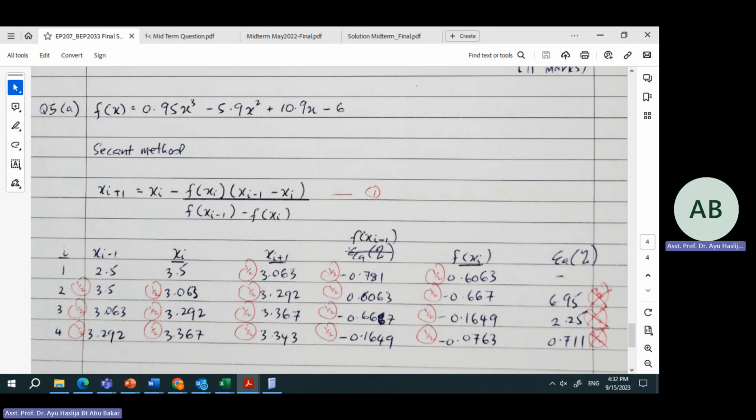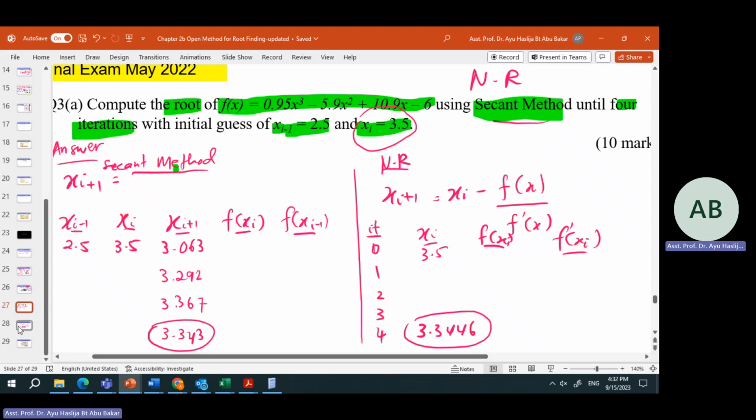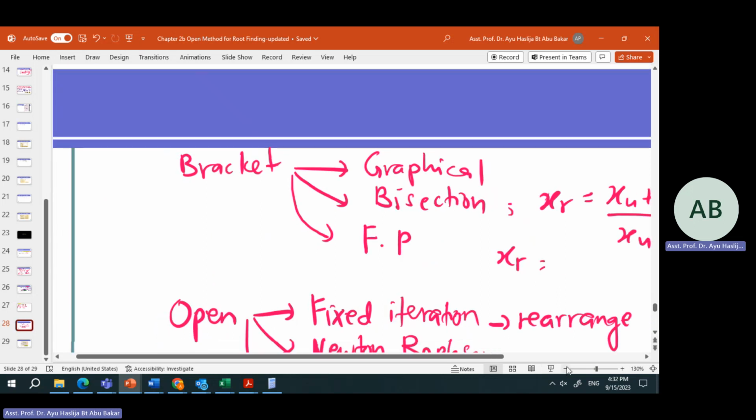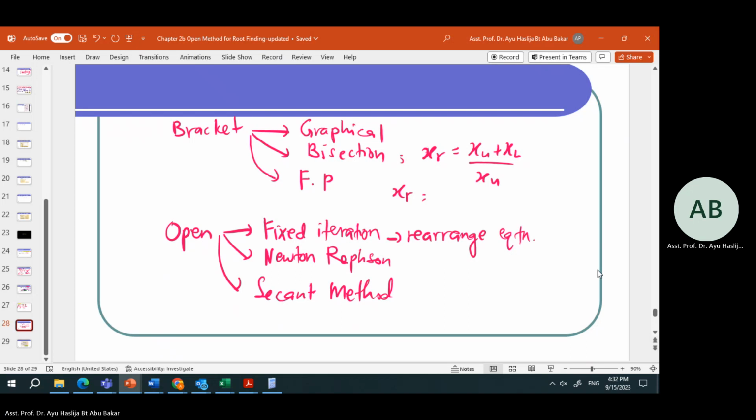Now, if you haven't done the Newton-Raphson, perhaps you can proceed later on within your own time. Now, I want to proceed to chapter 3. Okay, before that, I just conclude chapter 2. So as conclusion for chapter 2, we had done the open method, which has no lower and upper range.